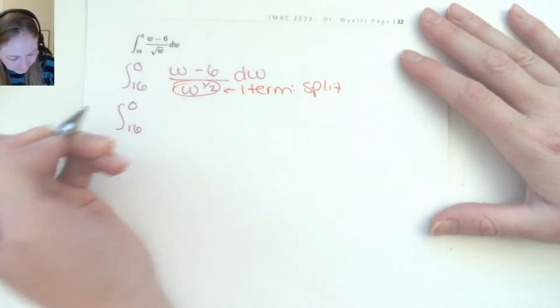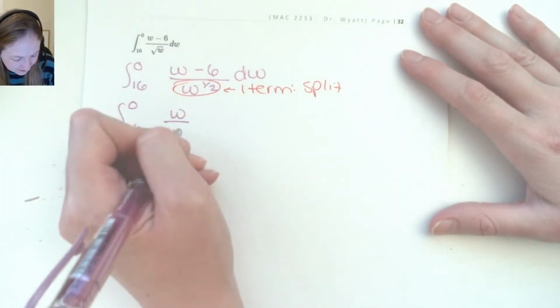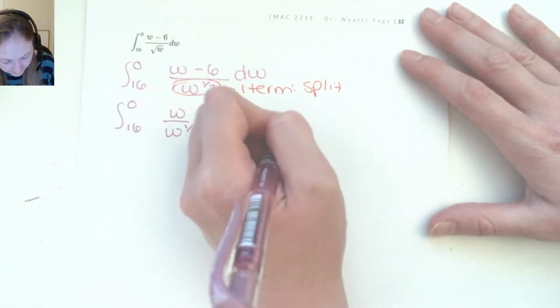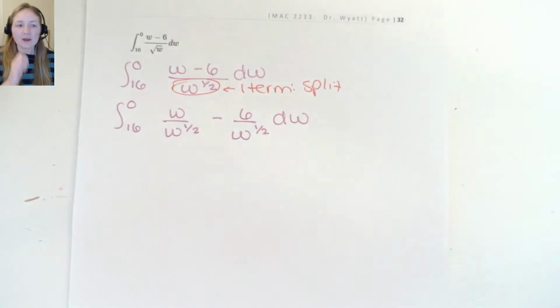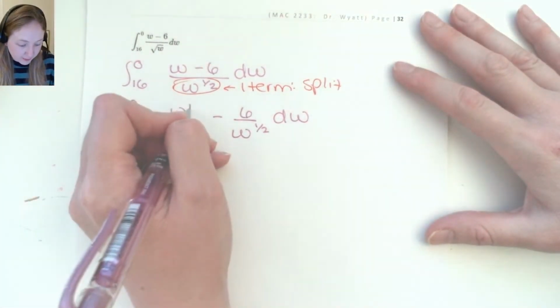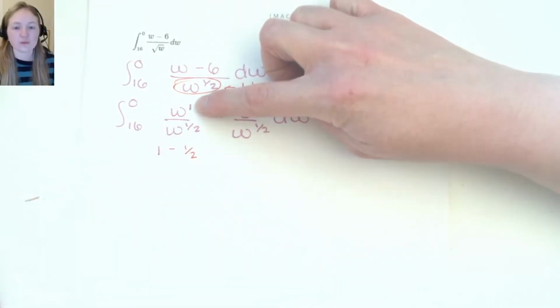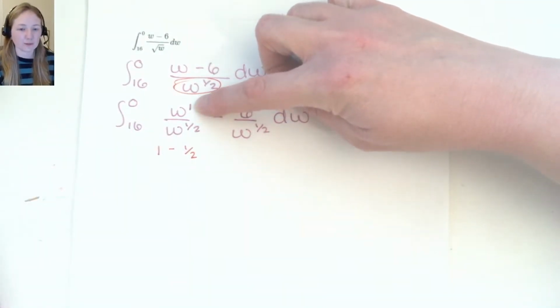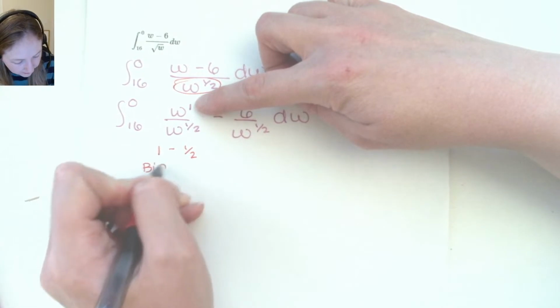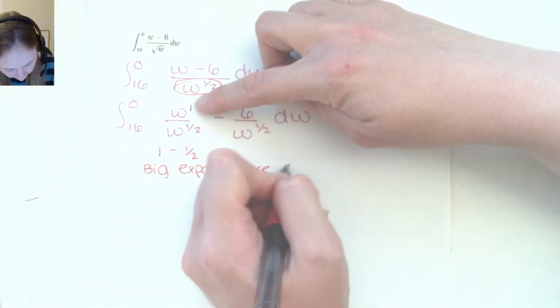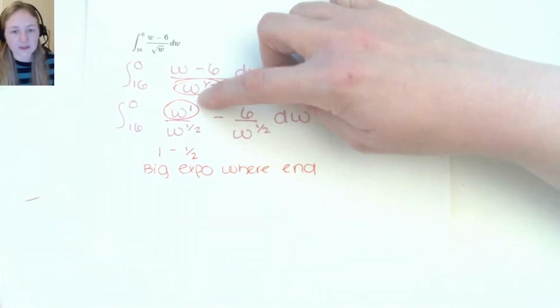So we're going to have w over w to the 1/2 minus 6 over w to the 1/2 dw. Then I will subtract the exponents. So I have 1 minus 1/2. Again, I'm just trying to simplify as much as possible. Remember, the bigger exponent is where you end. The bigger exponent here is in the numerator.